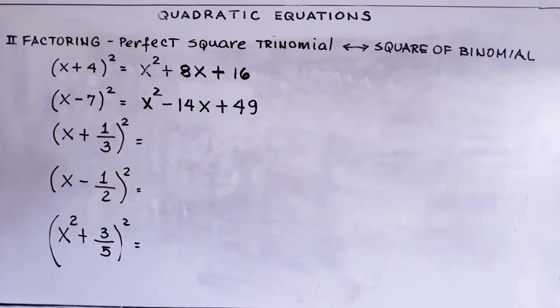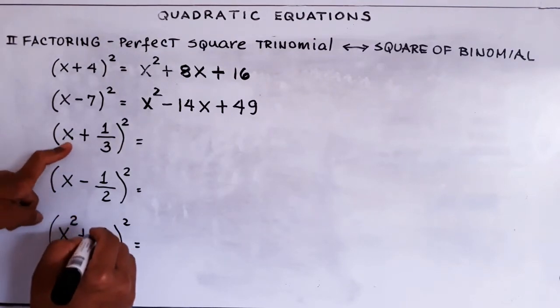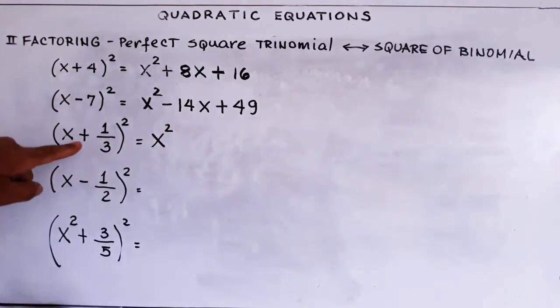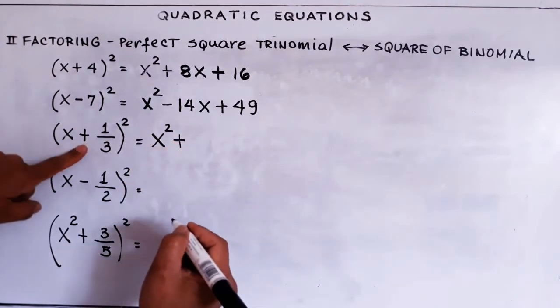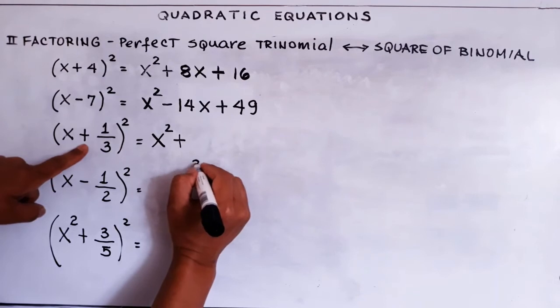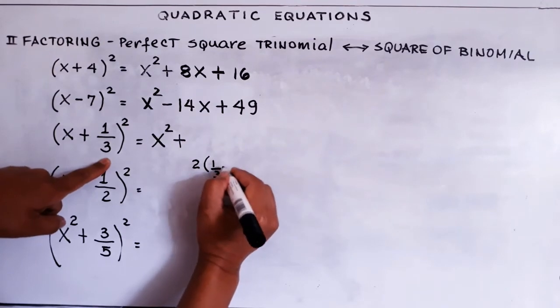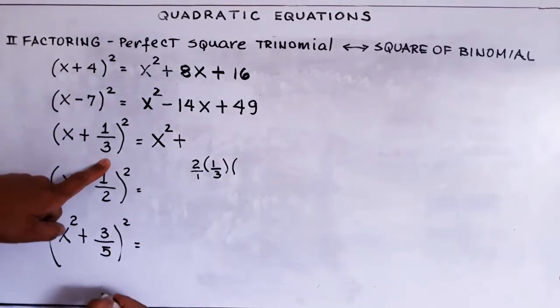Okay, number 3, a little bit hard there because of this 1/3. Don't worry, we know how to do the middle term. So for the first term, x times x, we have x squared. Because this one is plus, the sign of the middle term is positive. Okay, we multiply, so it's better to write that one. 2, don't forget, times 1/3. I'll put the 1 here so you know that the 2 is 2/1.